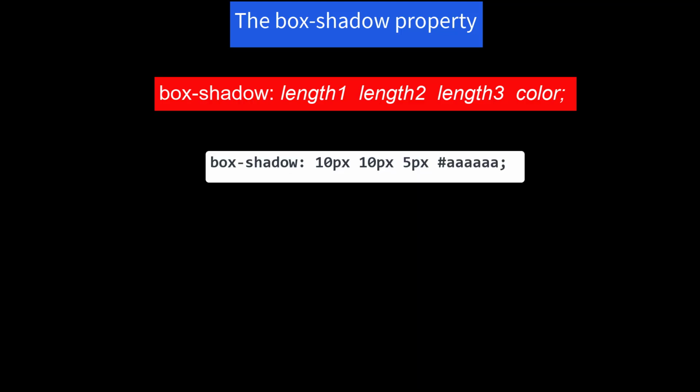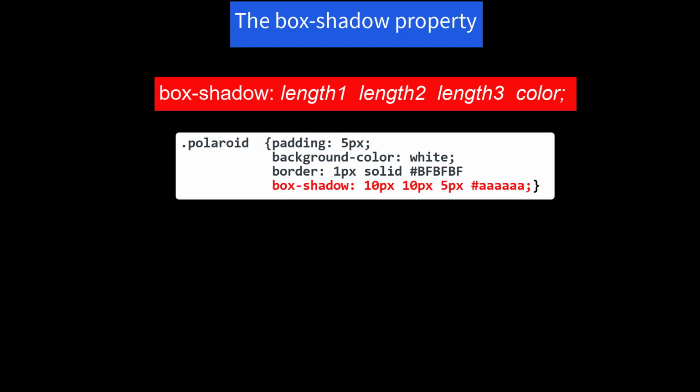Again, some trial and error leads me to box-shadow: 10 pixels, 10 pixels, 5 pixels, #AAAAAA, which is a darker gray than the #BFBFBF we used for the border. So now the Polaroid class looks like this. Polaroid, padding 5 pixels, background-color white, border 1 pixel solid #BFBFBF, box-shadow 10 pixels, 10 pixels, 5 pixels, #AAAAAA, and our page now looks like this.